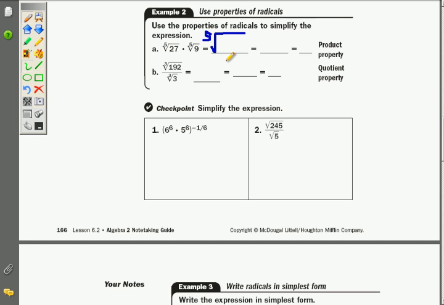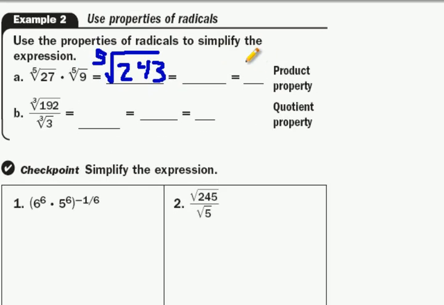27 times 9, 180 plus 63 is 243. I think that's about right. And if I take the 5th root of 243 on my calculator, what I'm going to find is it is just 3. That makes my life a lot easier.